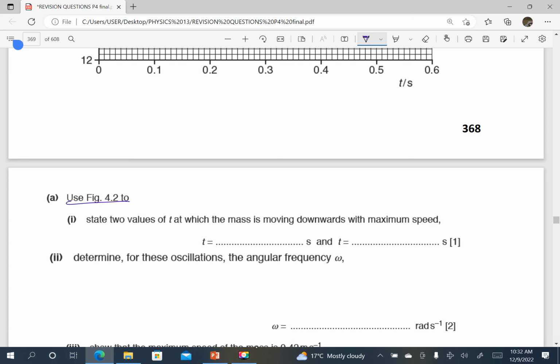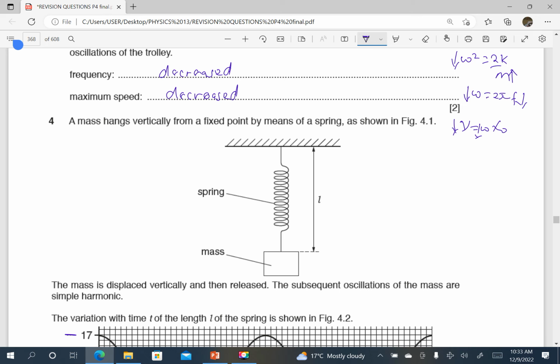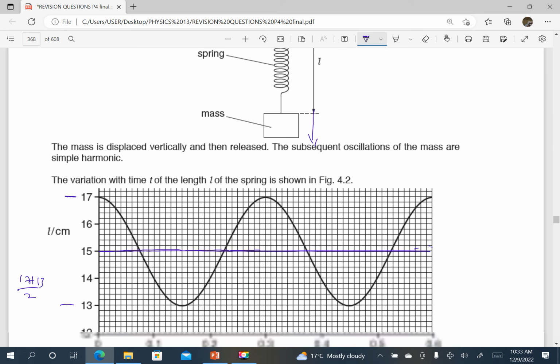Use the figure to state two values of t at which the mass is moving downwards with the maximum speed. Note that L is the length between the fixed point and the mass. So L increases when the mass is moving downwards, and it decreases when the mass is moving upwards.